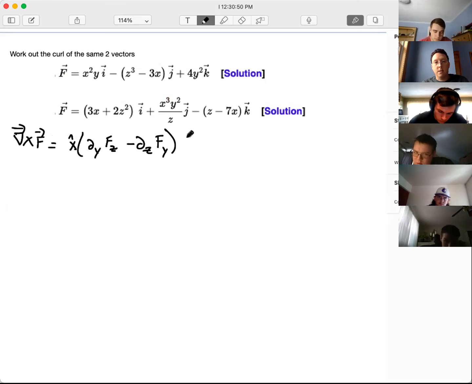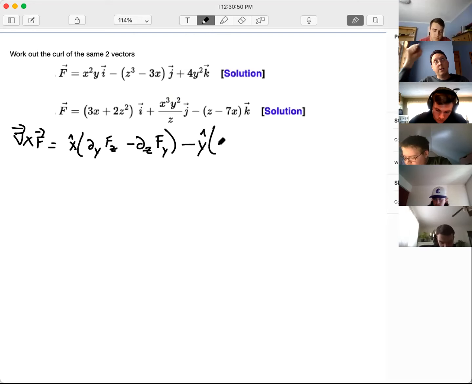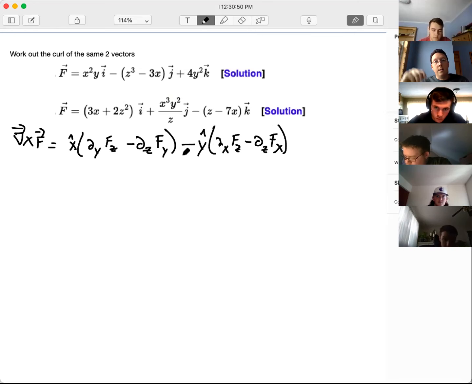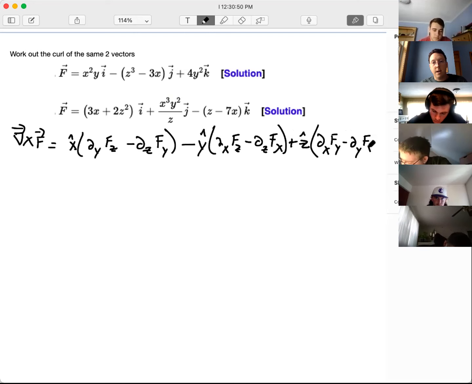And then the second term in the cross product, there's a minus sign there when you do the determinant, y hat, and you're going to get partial x acting on the z component minus partial z acting on the x component. And then the next term goes back to a plus sign, and I get z hat: partial x f y minus partial y f x. Whew.